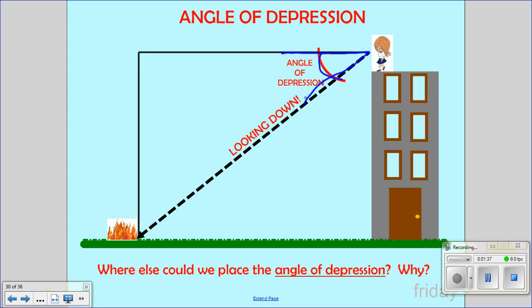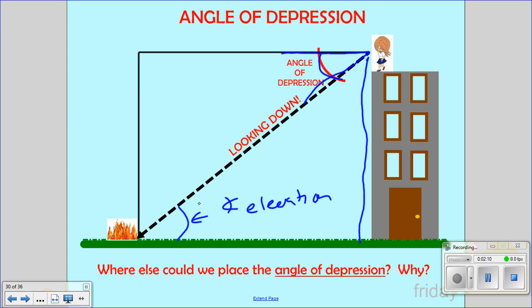Okay? The angle of depression and the angle of elevation will be congruent. So here's the angle of elevation. If I were to drop this down and form a rectangle or a square, then again, the angle of depression and the angle of elevation would be congruent.